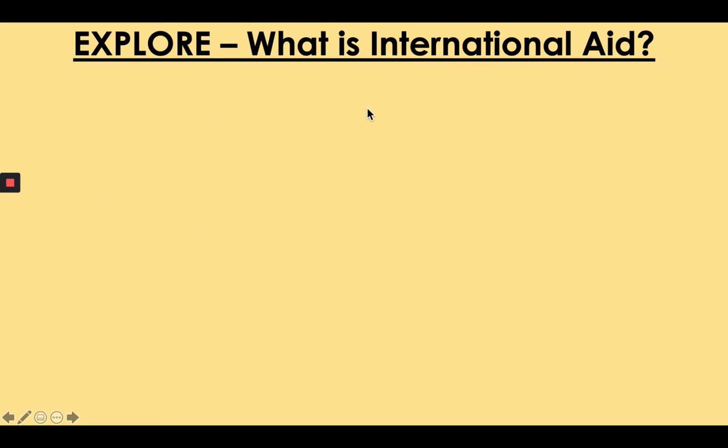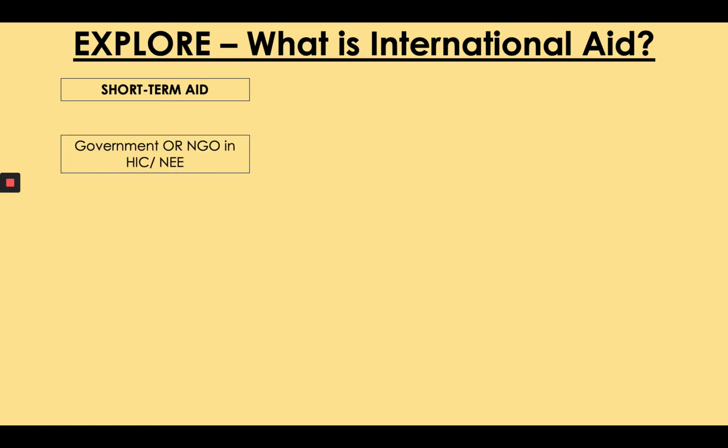Now let's draw these up so that you understand them clearly and how they work. The first type of aid is called short-term aid. Write it like I do. Here's how it works. Short-term aid is usually given by a government or an NGO, which is a charity, a non-governmental organization. So it's an organization that doesn't work for the government and doesn't work for profit, in an HIC or an NIC. And here's what they do.